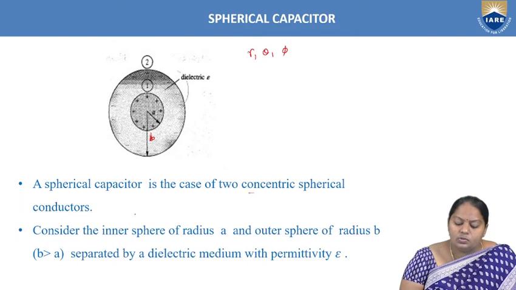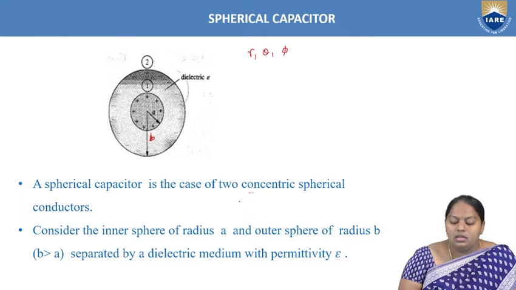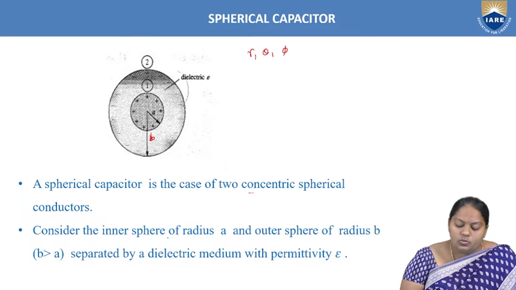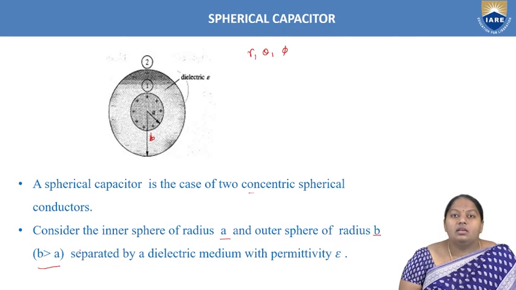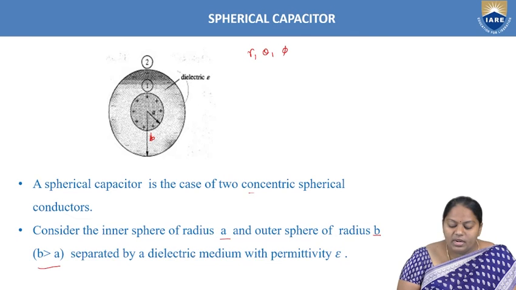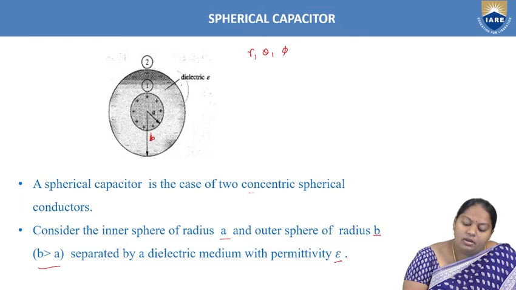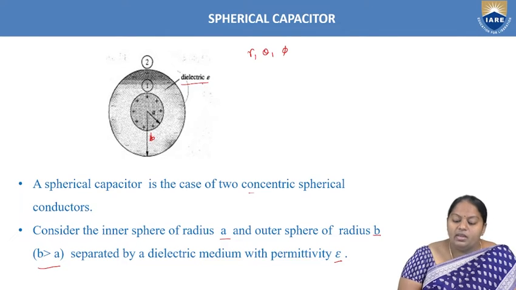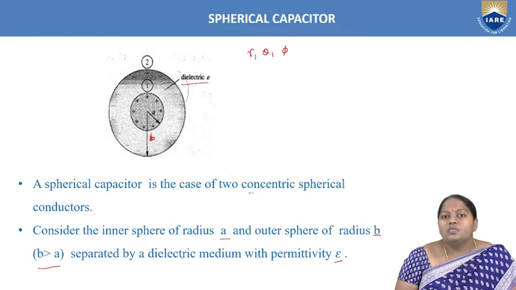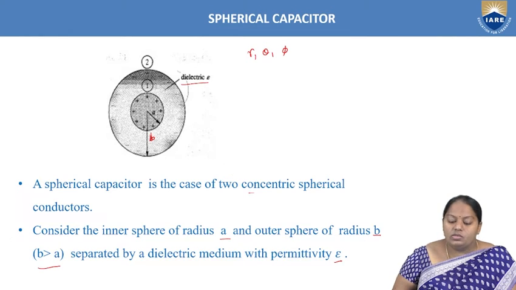So consider first of all a spherical capacitor, the case of two concentric spherical conductors. Consider the inner sphere of radius a and the outer sphere of radius b, and the relation between b and a is that b is greater than a. They are separated by a dielectric medium with permittivity epsilon. So every time we will consider that the two plates are separated by a small distance or a medium called a dielectric medium. Sometimes it might also be free space.